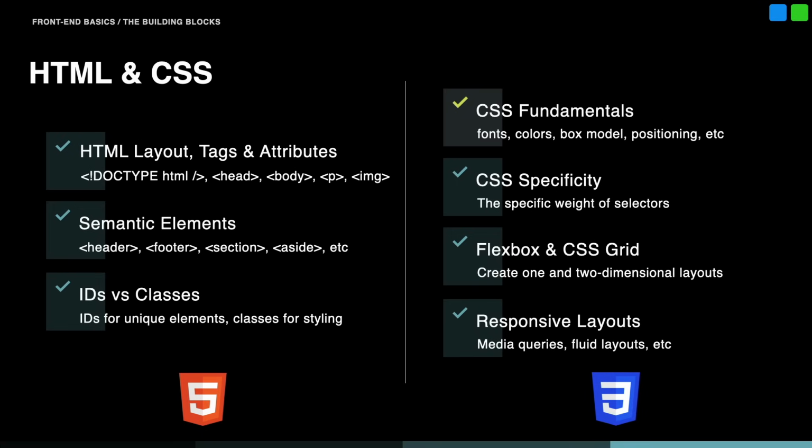Another important concept to learn is CSS specificity. So specificity determines which style rules are applied to an element when there's multiple conflicting styles. And specificity is based on the selectors that are used to target the element. Each selector has a specific weight that determines its priority. So for example, if you have an ID selector, that has a higher weight than a class selector. And a class selector has a higher weight than just the element selector.